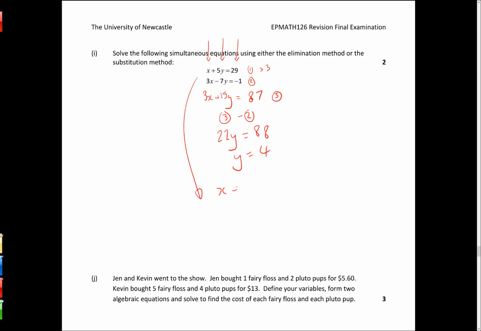x plus 5y equals 29. Well, instead of y, I know y is 4. So x plus 20 equals 29. Let's take 20 off both sides and get x equals 9. So we've got both answers, y equals 4, x equals 9.